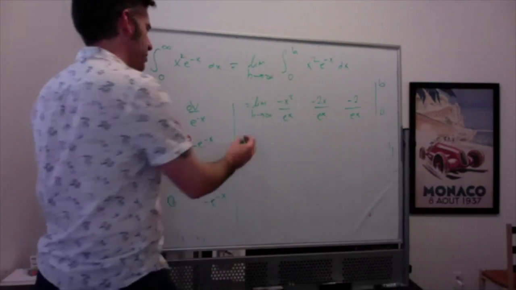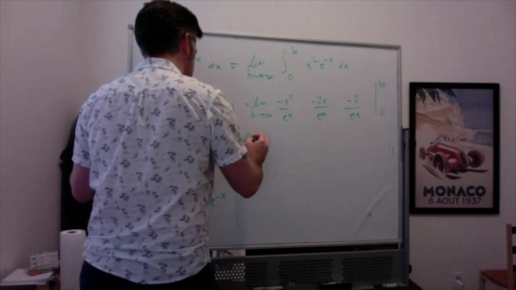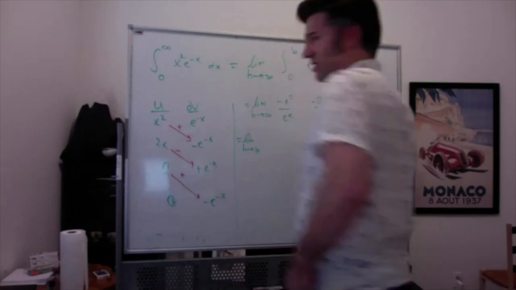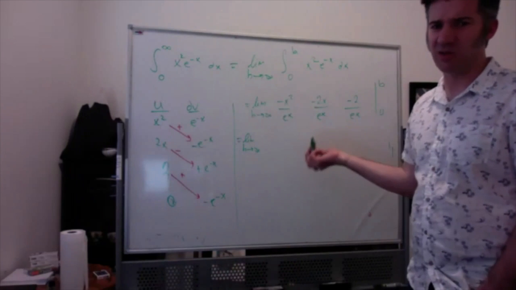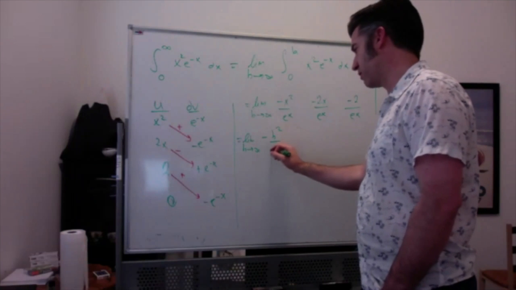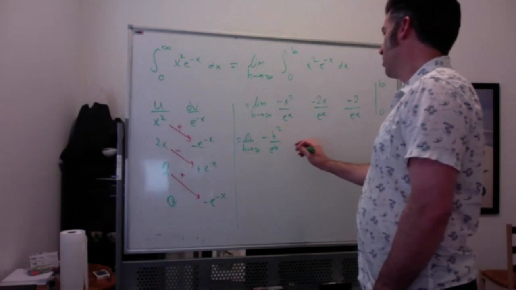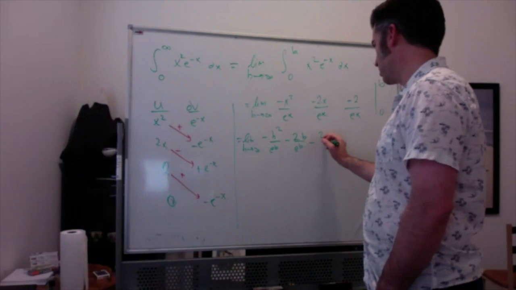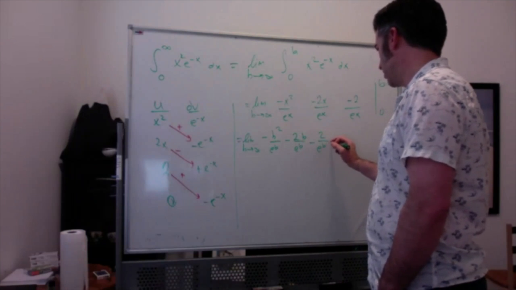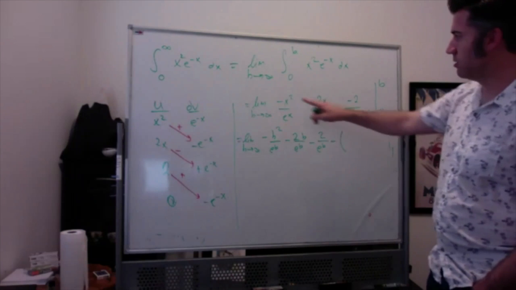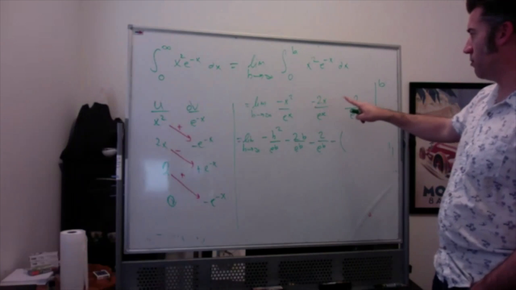So now if I plug in b, I get the limit as b goes to infinity of, I guess I could write this as one fraction if I really want to. It's not usually done that way, but we could. I'm not going to yet. We got minus b squared over e to the b, minus 2b over e to the b, minus 2 over e to the b. Minus, now I plug in 0, and I get 0 minus 0 minus 2.